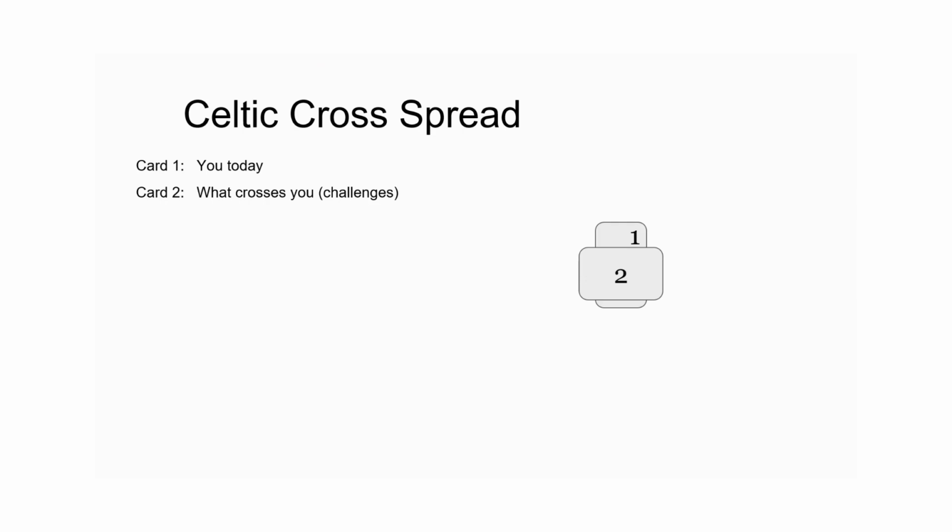The second card in the Celtic cross spread represents challenges, and when we lay this card, we lay it crosswise across the first one and we say, this is what crosses you. So if card 1 is you today, then card 2 is what is crossing you, blocking you or holding you back. Let's see what's crossing our Queen of Wands in our sample spread.